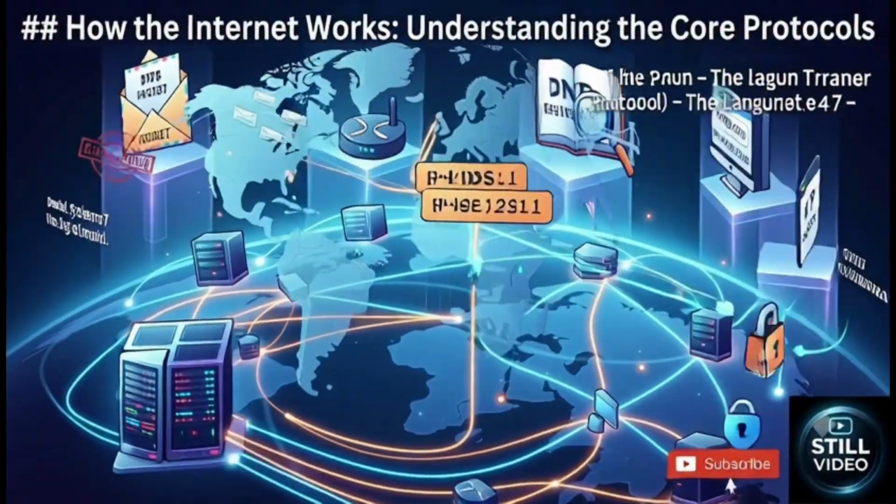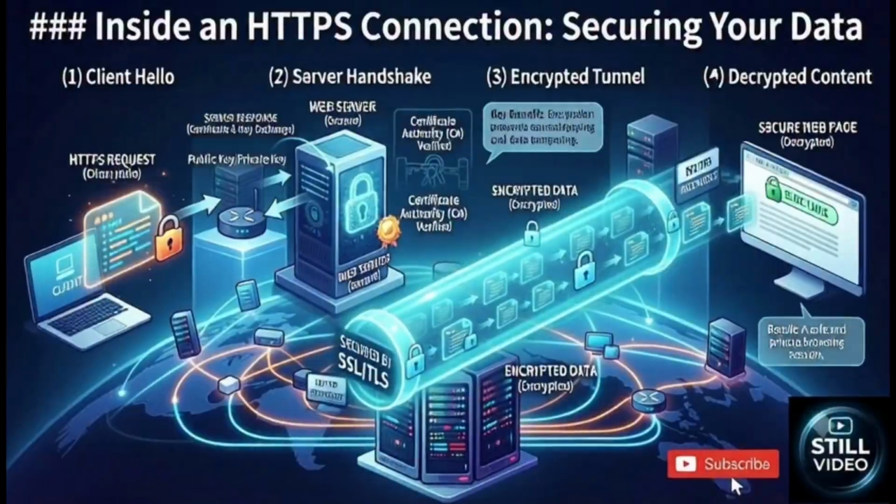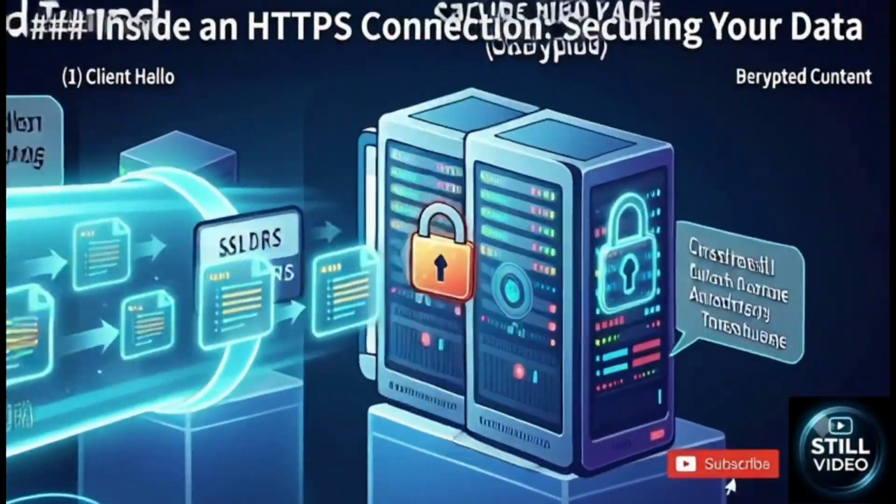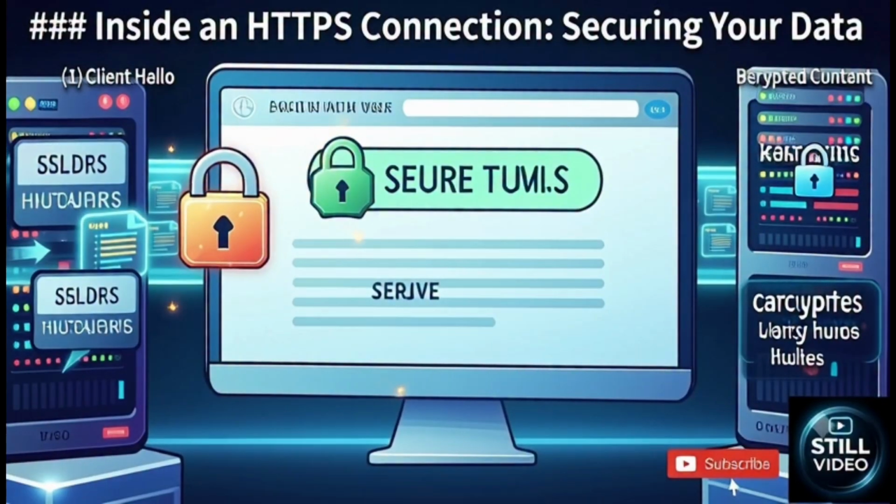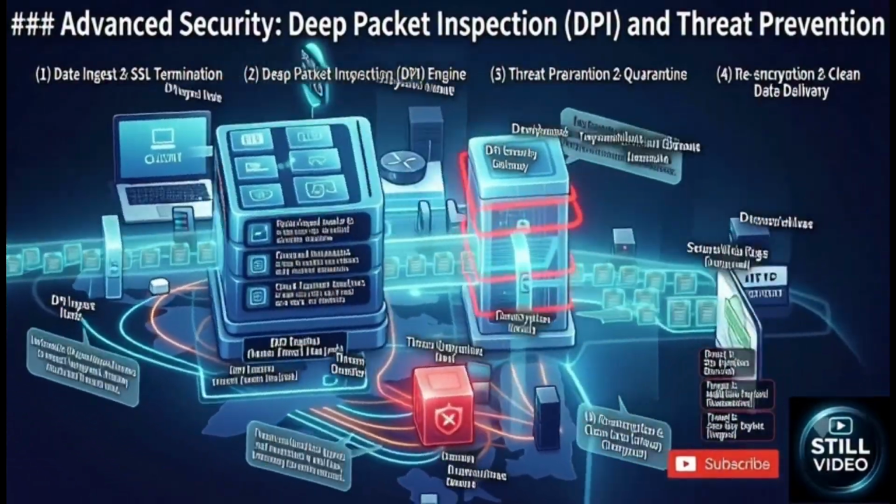Key takeaway. The Internet functions through a layered approach. DNS finds the address, IP routes the data packets, and HTTP/HTTPS renders the content for the user.